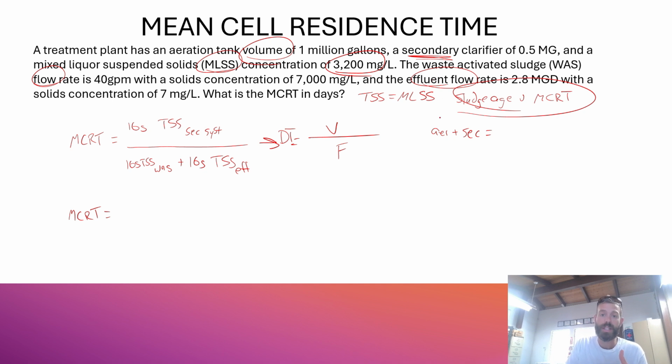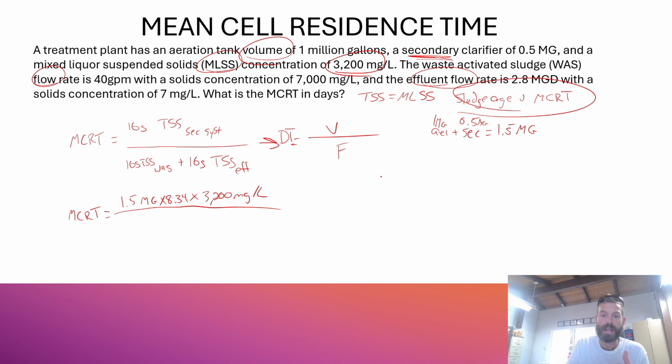Okay. So what I like to do is take the 1 mg plus 0.5. So if I was to take this and do it like this, 0.5 mg, I would have 1.5 mg. Okay. So coming down here, 1.5 mg times 8.34. I'm doing a pounds formula times 3,200 milligrams per liter. All right, divided by our pounds of TSS in the WAS, which our flow rate is 40 GPM.